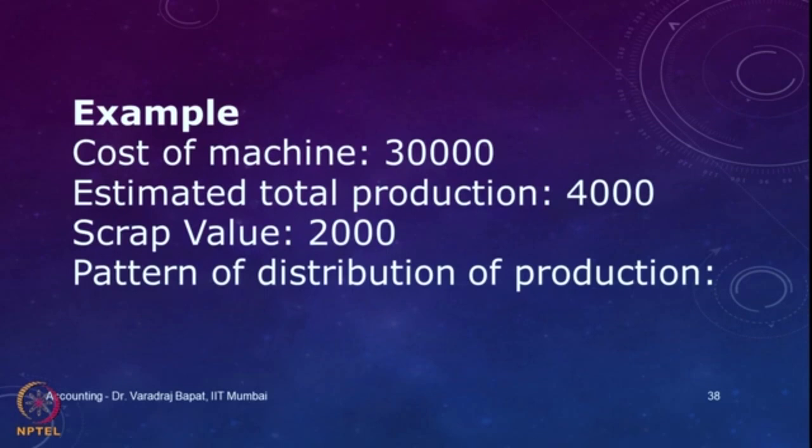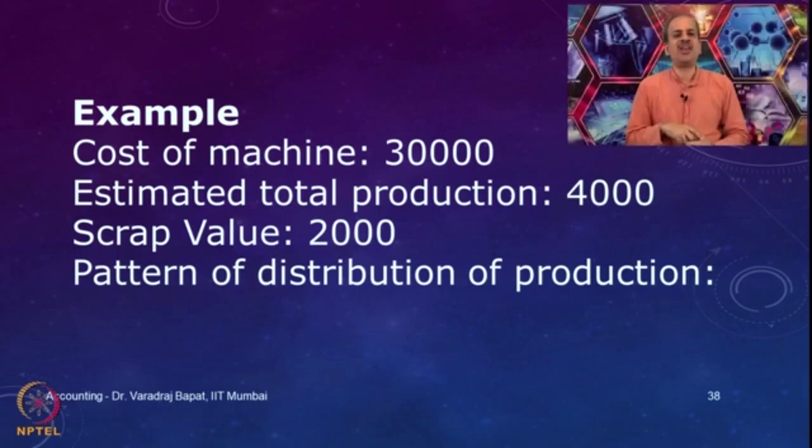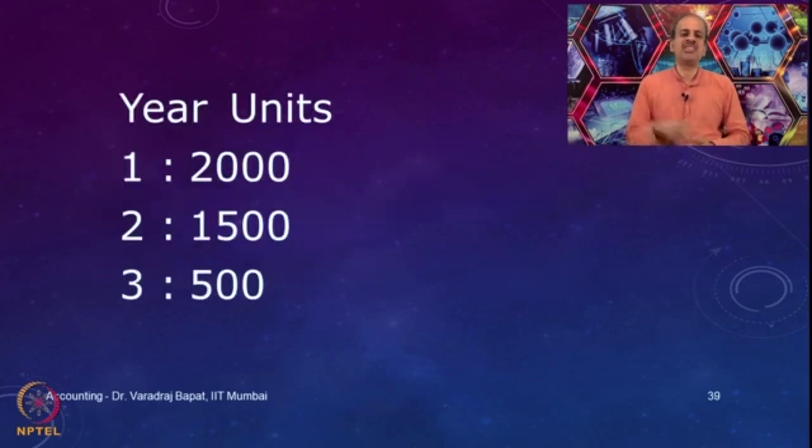So, cost is 30,000, estimated total production is 4,000, it is in terms of units, the scrap value is 2,000. So, basically you will see that 30 minus 2, that means 28,000 is a depreciable amount, which is mainly for a production of 4,000. Now, this 4,000 is spread over 3 years in this manner. In year 1, estimated is 2000, year 2, 1500, and year 3, 500.